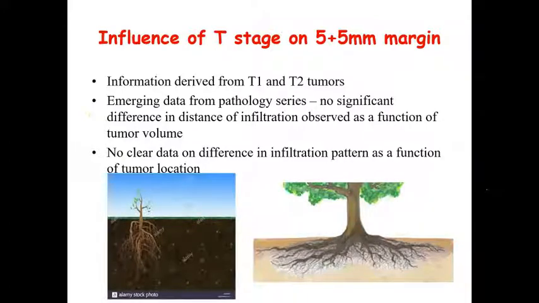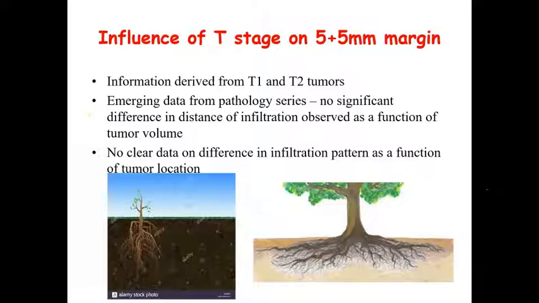Actually this information was derived from the operative T1, T2 tumors, and what we needed to look into was the safety of this expansion. So the emerging data from pathology series actually showed that whether it's a small T1 or T2, the infiltrative patterns were not very different in the studies that were looked into. And so, as far as can be judged, there's no clear data on the difference in infiltration as a function of tumor volume or tumor location.